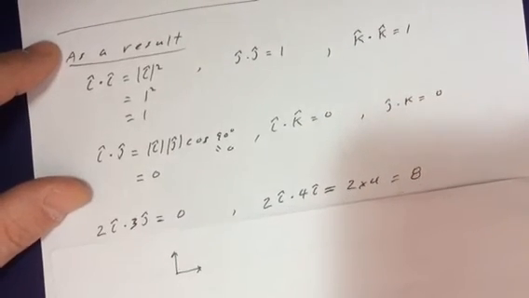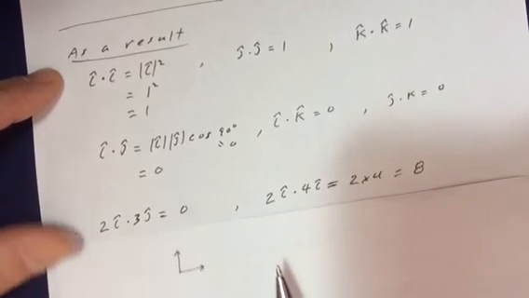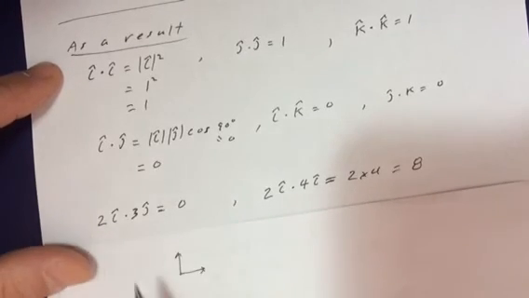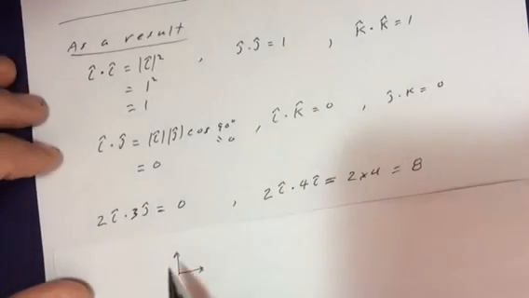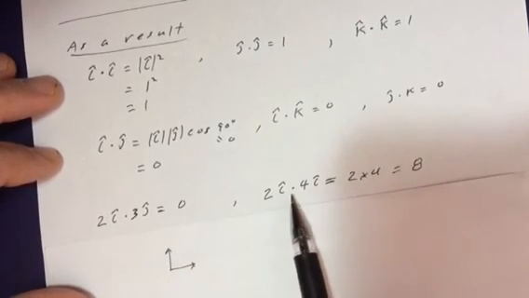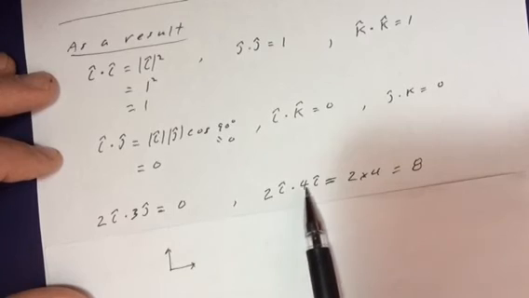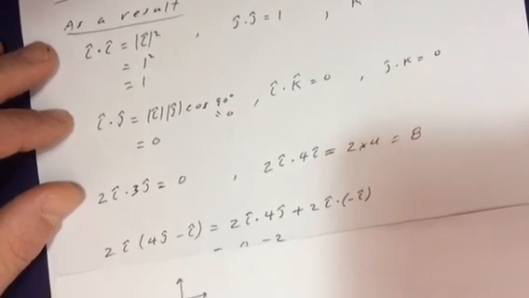What about something like these? 2i dot 3j equals 0. Why is that 0? Because i and j are perpendicular. 2i and 3j, they just change the lengths. They're still perpendicular like this, so their dot product is 0. What about 2i dot 4i? Well, they're in the same direction, so you're really just multiplying 2 times 4, and you get 8.